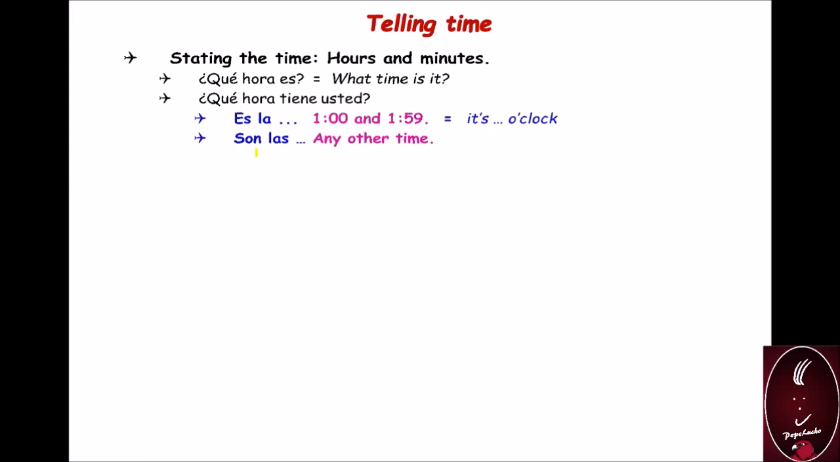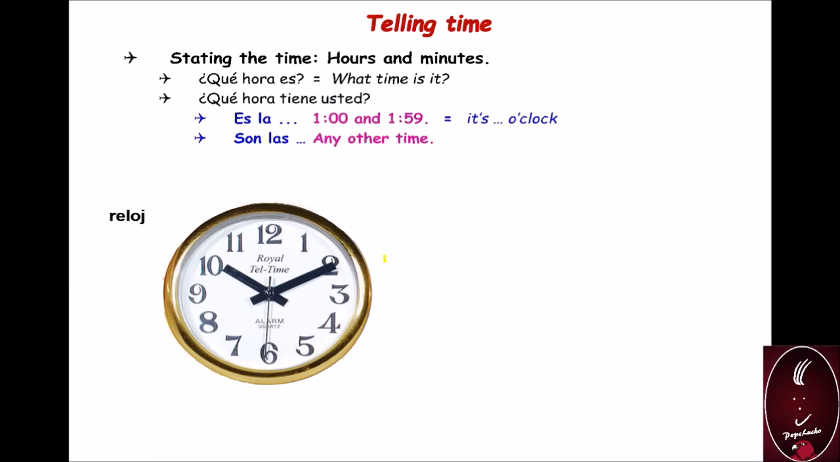We use son because this is the plural form, the conjugation of the verb ser, and it has to agree with the plural hour, that is 2, 3, or 4. And es is the singular form of the verb ser that agrees with the singular hour.